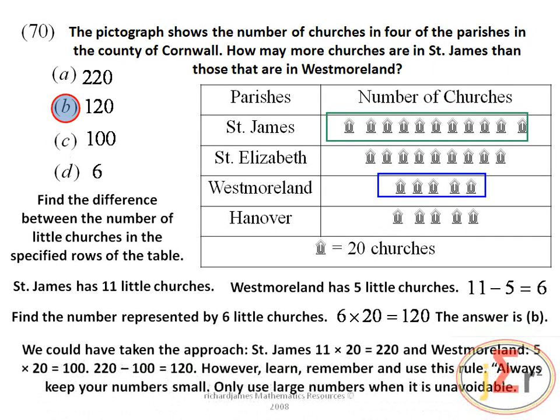We could have taken the approach that is outlined here, and in that approach we may take what? The number of little churches associated with St. James, which is 11, and multiplying it by 20, we get 220. Then we take the number of little churches associated with Westmoreland, and that is 5, and we multiply 5 by 20, and we get 100. Then what do we do? We take 100 from 220, and the answer is going to be 120. It is basically what we have right there.